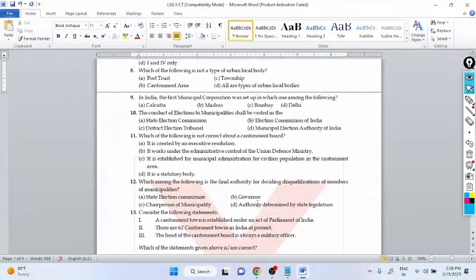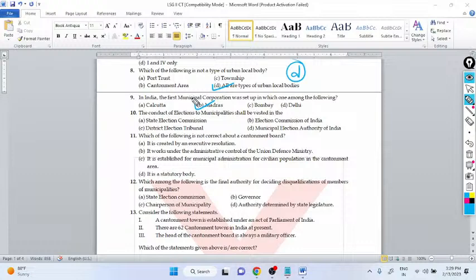Question number 8. Which of the following is not a type of urban local body? All types. In India, the first municipal corporation was set up in which of the following states? Madras. In 1688.